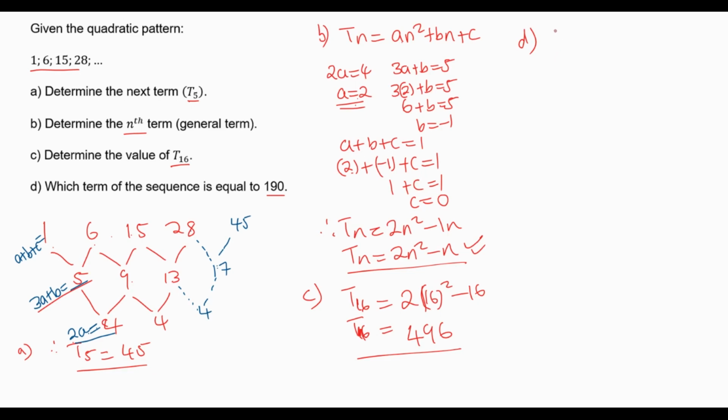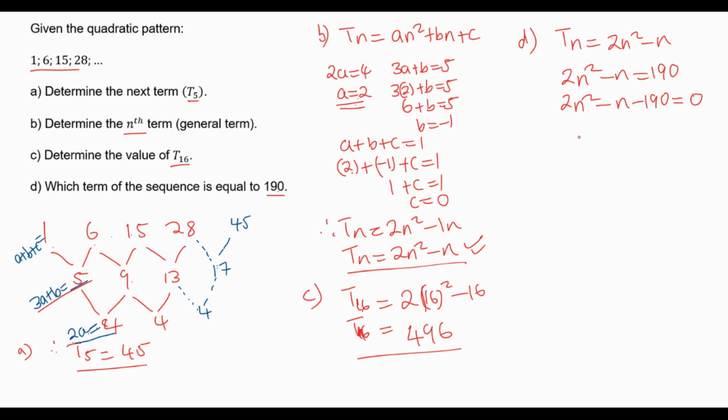Right, we have our general term Tn is equal to 2n squared minus n. Now it says, which term of the sequence is equal to 190? So we're finding the term number. 190 is term number what? So we're finding n here. 2n squared minus n is equal to 190. So what is n? Let's write this in standard form. 2n squared minus n minus 190 is equal to 0.